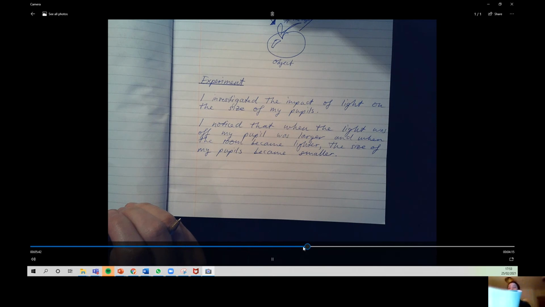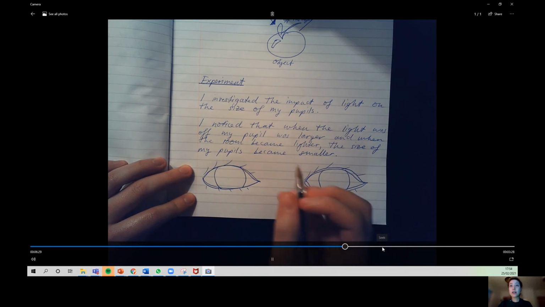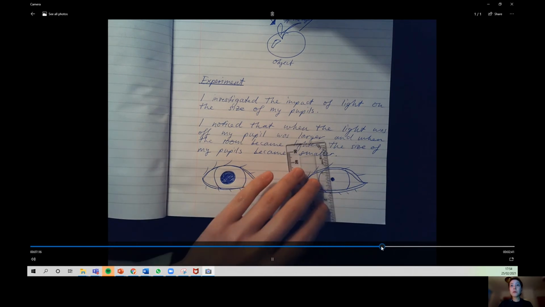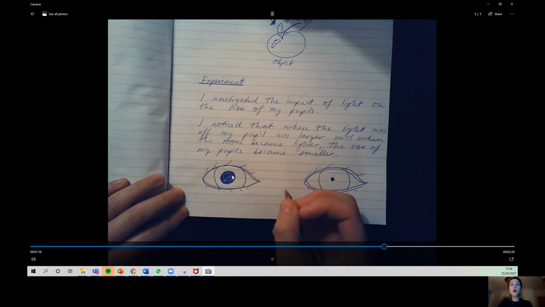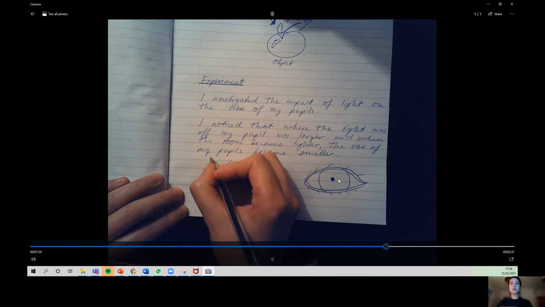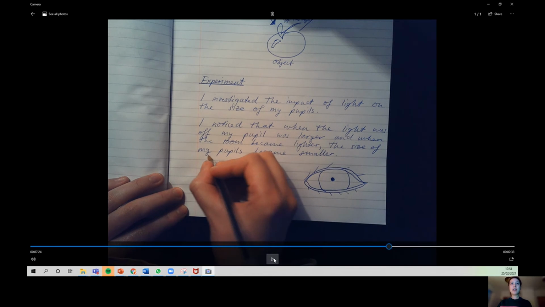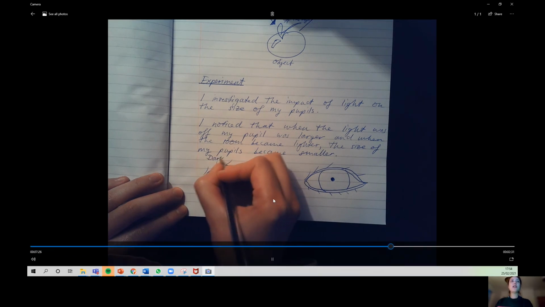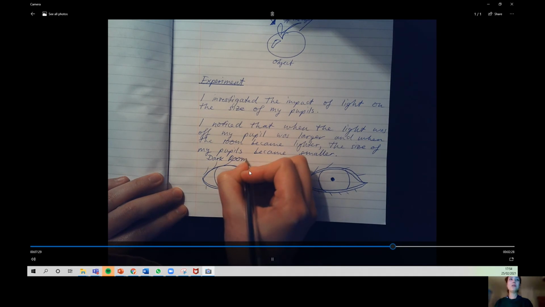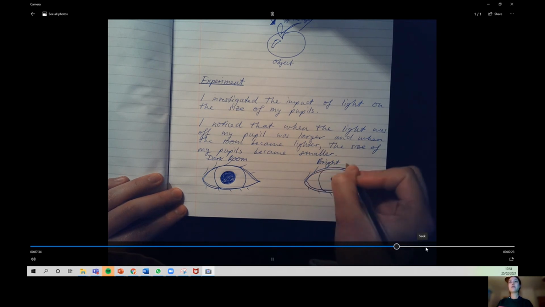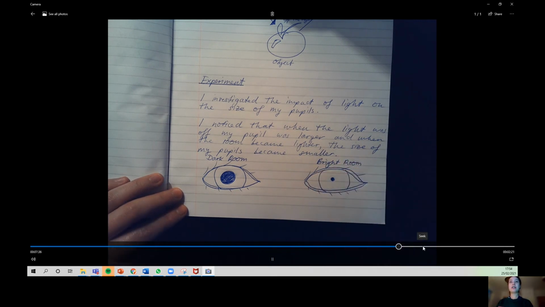So after writing a sentence explaining that, I would like you to please draw 2 diagrams of your eyes, and you can guess. You need to draw one with your pupil dilated and one with your pupil constricted. So, which of these 2 is in the dark room and in the light room? Well, the pupil on the left is in the dark room because it's dilated, and the pupil on the right is in a bright room because it's constricted.